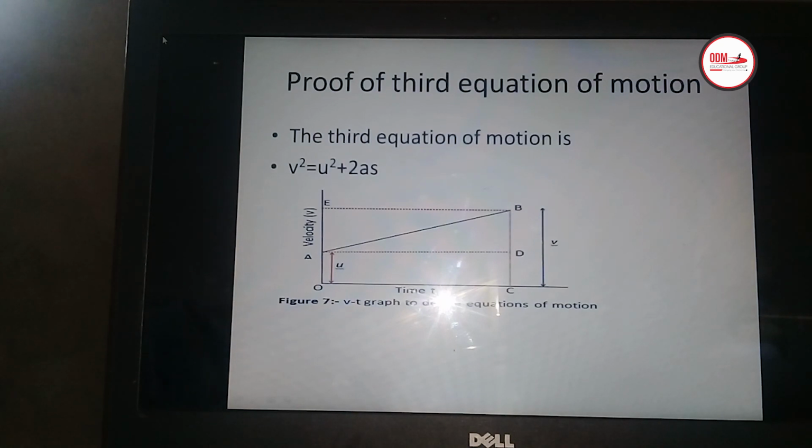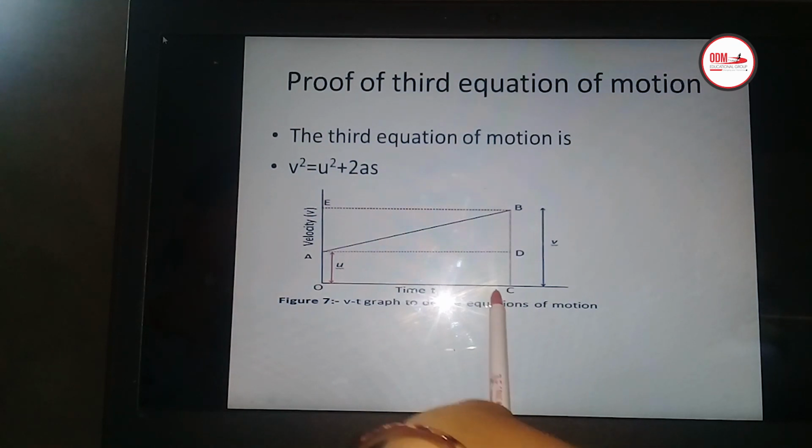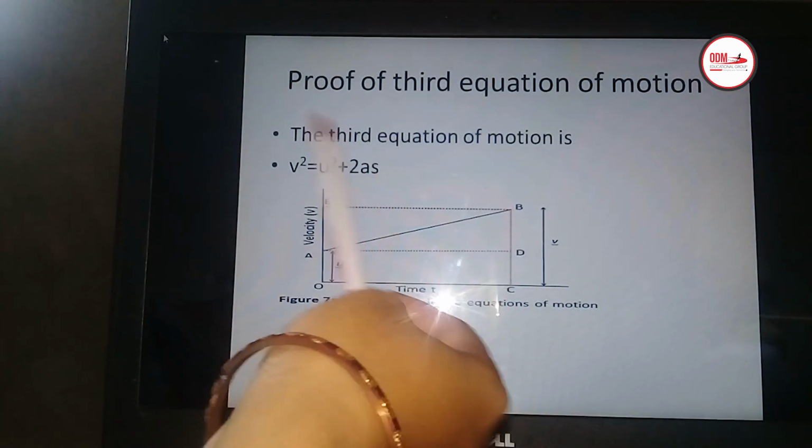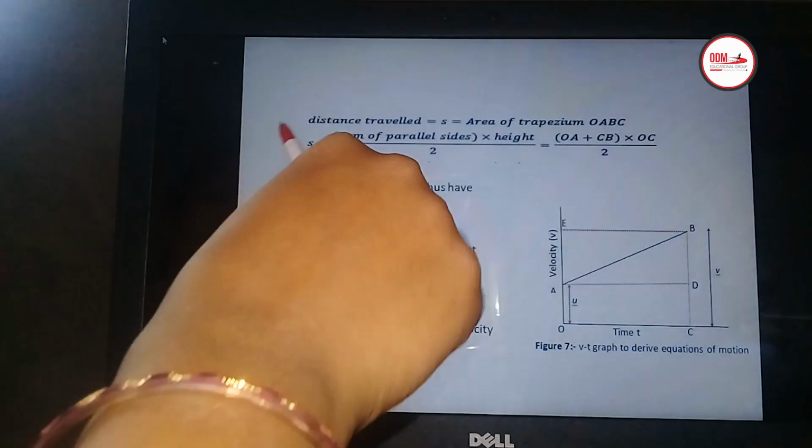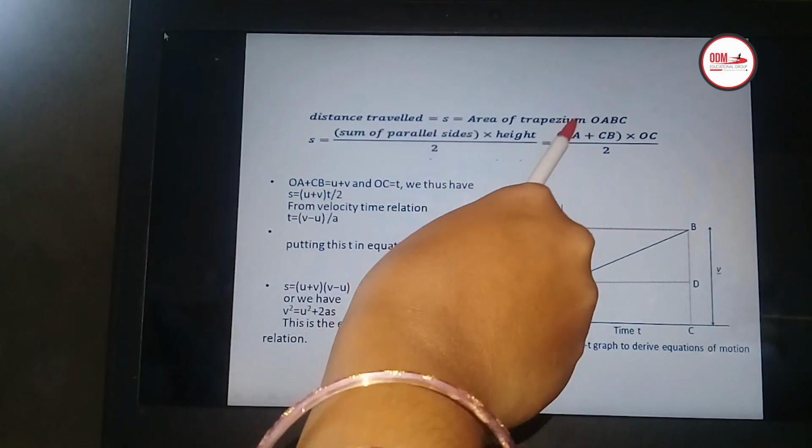Similarly, we can prove the third equation of motion also. The third equation of motion is v square is equal to u square plus 2as. The symbols have their usual meaning. We take the same velocity-time graph. In the x-axis we take the time, and in the y-axis we take the velocity. Same as before, OA is u, BC is v, then AD and OC are t. Here also we have to find s, the displacement, that will be equal to the area under the graph AB. So distance traveled s is equal to the area of trapezium OABC.